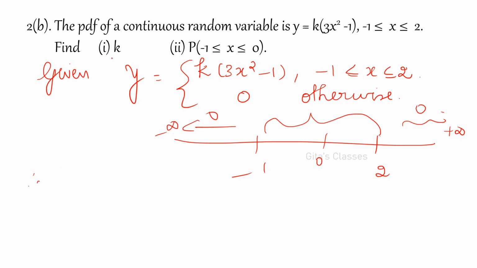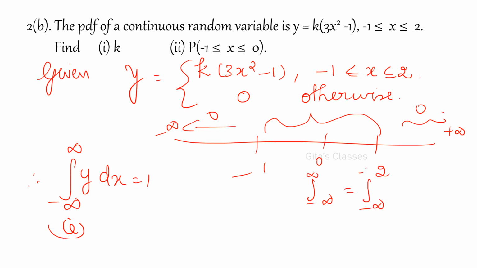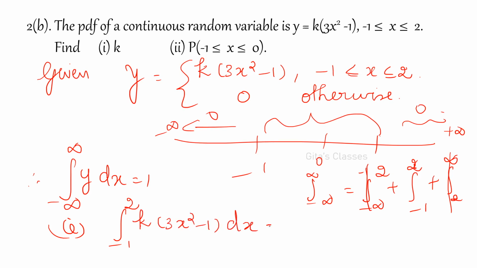Therefore, first we have to find out the k. Again we are going to use the fact that the total probability is 1. What is total probability? Integral from minus infinity to plus infinity of y dx is equal to 1. But here it is defined only from minus 1 to 2, so you have to split it into minus infinity to minus 1 plus minus 1 to 2 plus 2 to infinity. The other terms will get cancelled. Only from minus 1 to 2 you will have. So integral minus 1 to 2, y is k into 3x squared minus 1 into dx, is equal to 1.